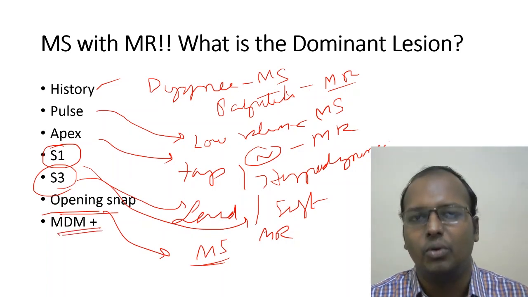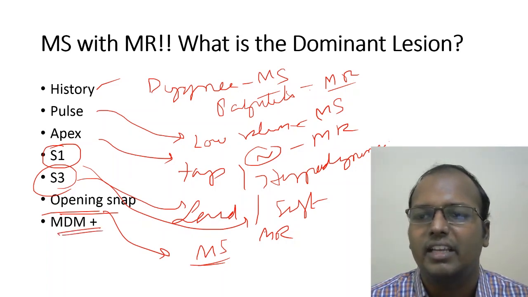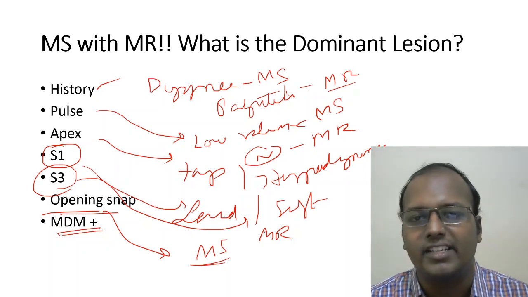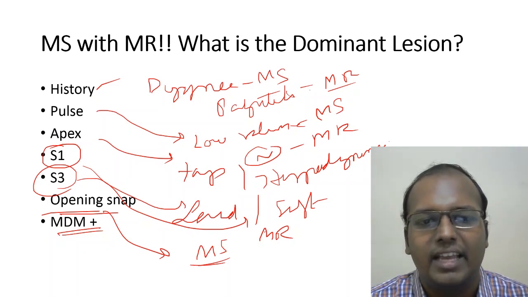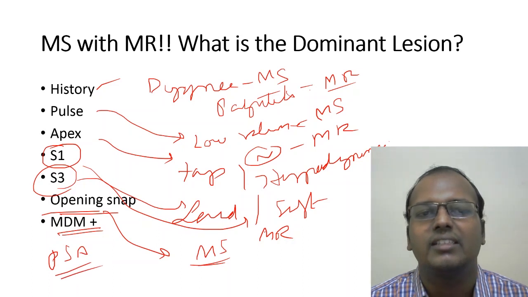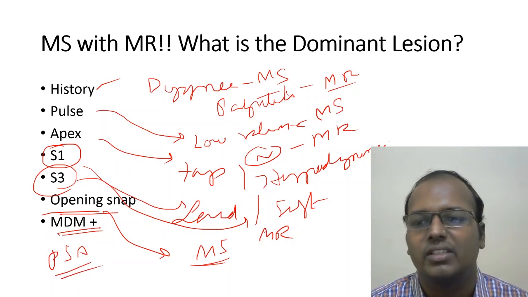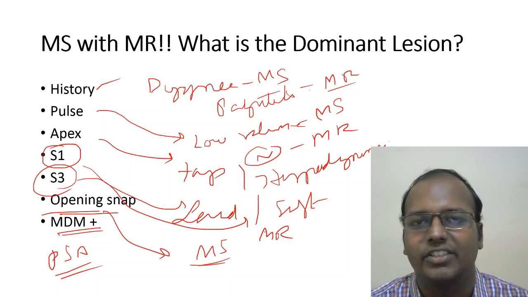Mid-diastolic murmur can happen in both. Yes or no? Mid-diastolic murmur can happen in both. But what differentiates mitral stenosis from mitral regurgitation? If there is pre-systolic accentuation, that suggests mitral stenosis, whereas there will not be any pre-systolic accentuation in a patient with mitral regurgitation.